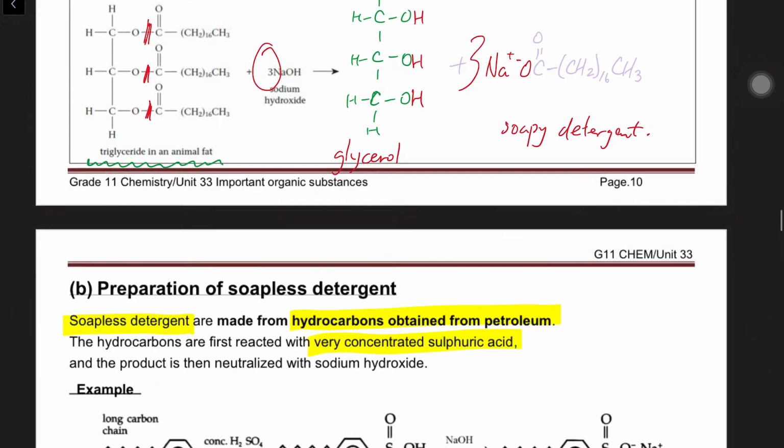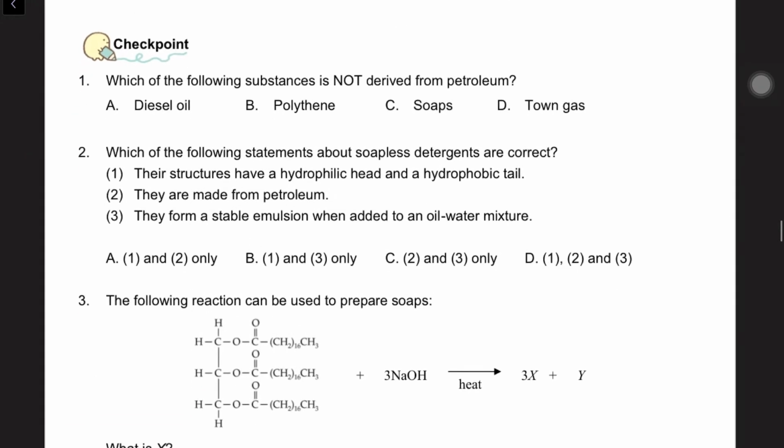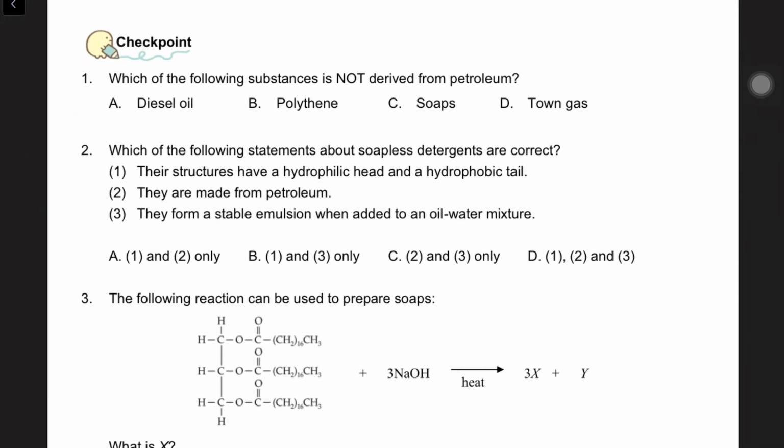Okay, like this. Okay, so let's see the checkpoint again. First, which of the following substances is not from the petroleum?